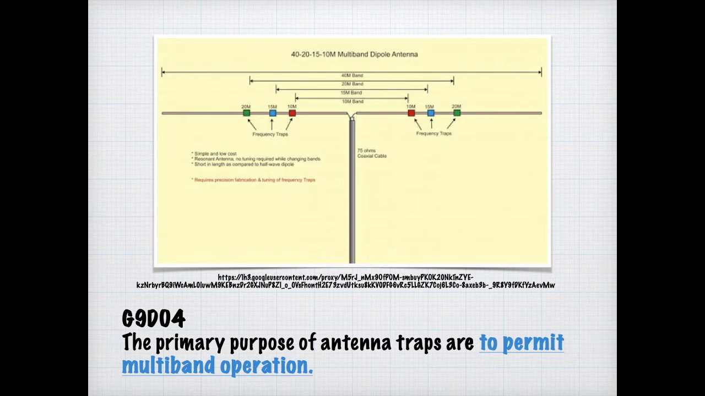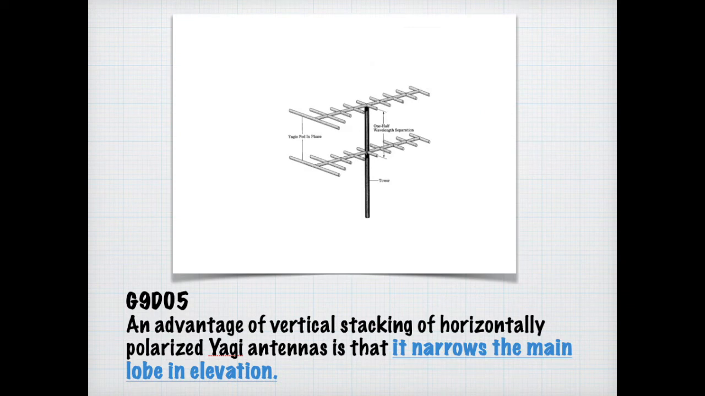A trap is simply a parallel resonance circuit that's strategically placed along an antenna to trap certain resonant frequencies. For the exam, you need to know that the primary purpose of an antenna trap is to permit multiband operation. We talked about stacking before. They also want you to know for the exam that the advantage of vertical stacking of horizontally polarized Yagi antennas is that it narrows the main lobe in elevation.